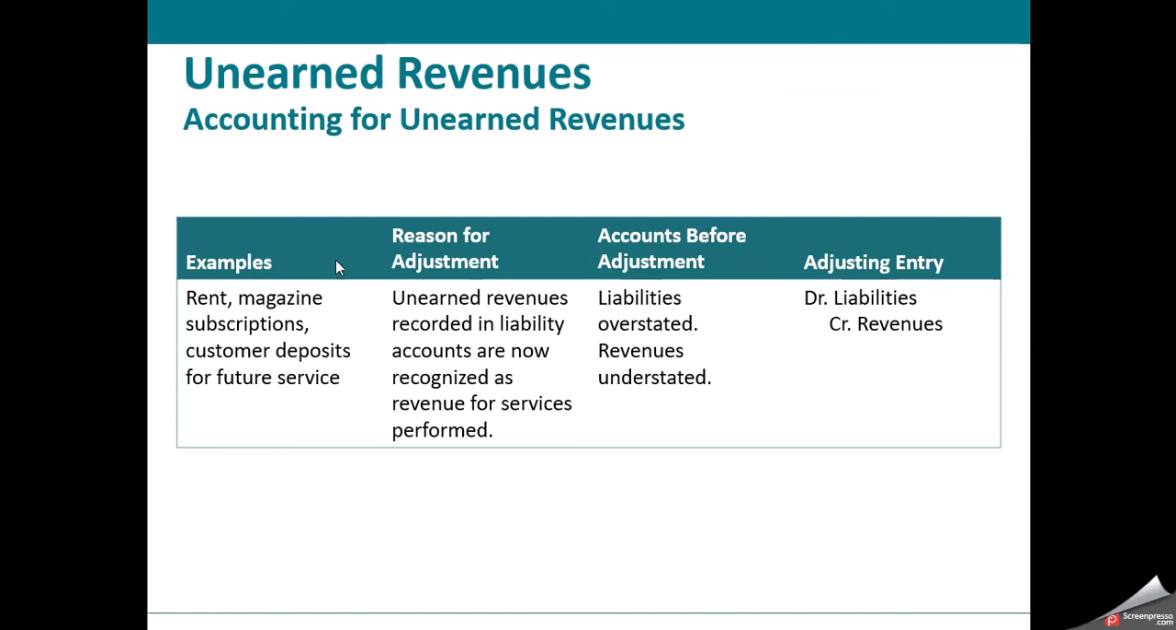And then again, here's that little summary. These are examples of what type of things could come in as unearned revenue. We have to recognize them in the period that we actually perform the services. If we do not make this adjusting entry, our liabilities will be overstated and our revenues are understated. So we need to debit the liabilities and credit those revenues.